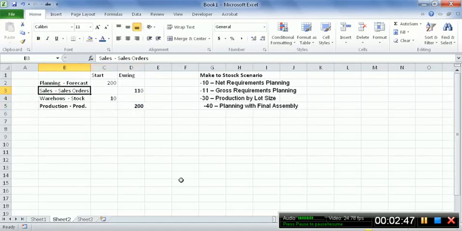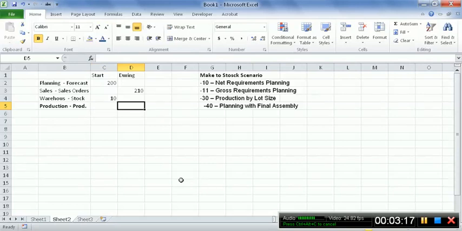So let's assume that before the start of the period we did a forecast, and the planning department came up with the figure that during the month of, for example, January, the total sales will be 200 units, and the warehouse stock was 10 units, right? And assume that during January, on the 1st of January, let's say we received orders of 210 units. Now how much will the production department actually produce during January, right?